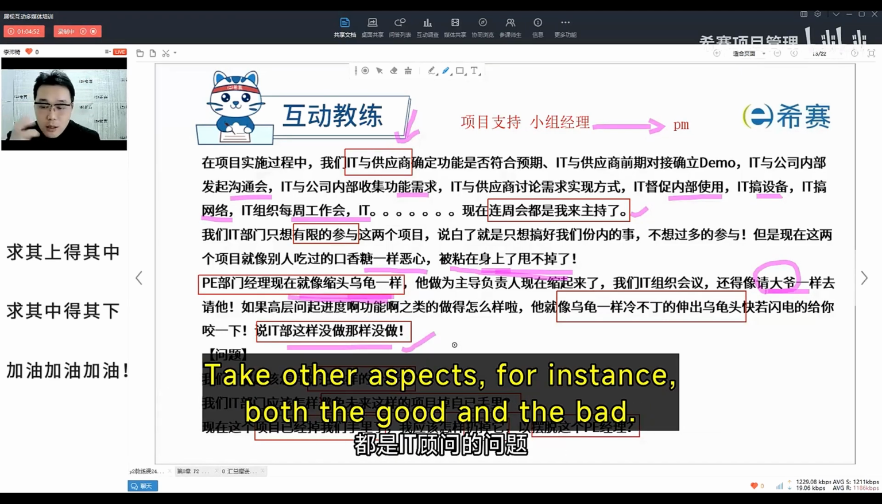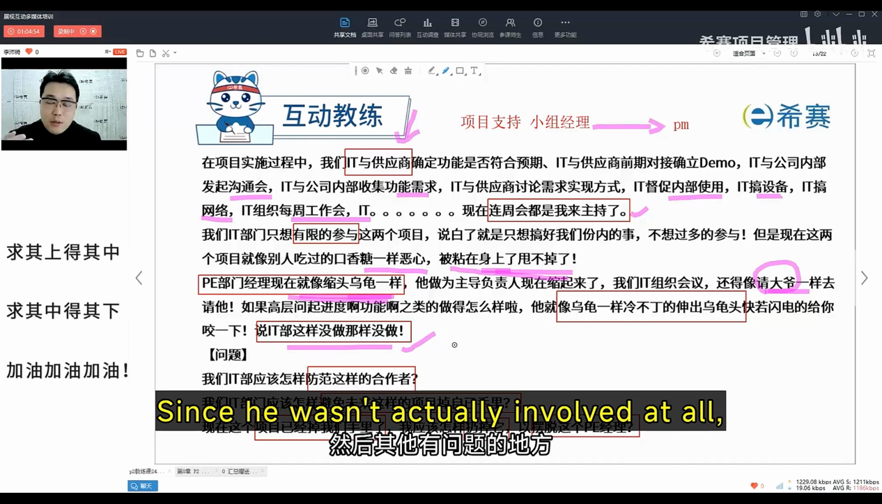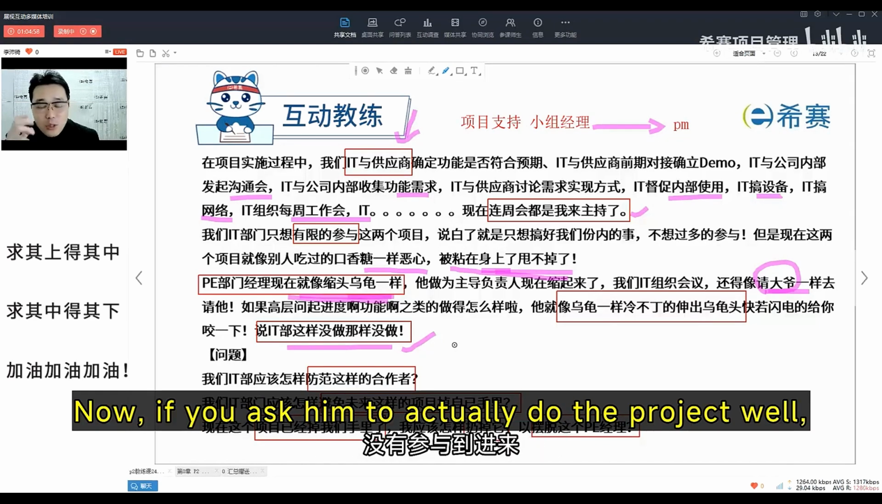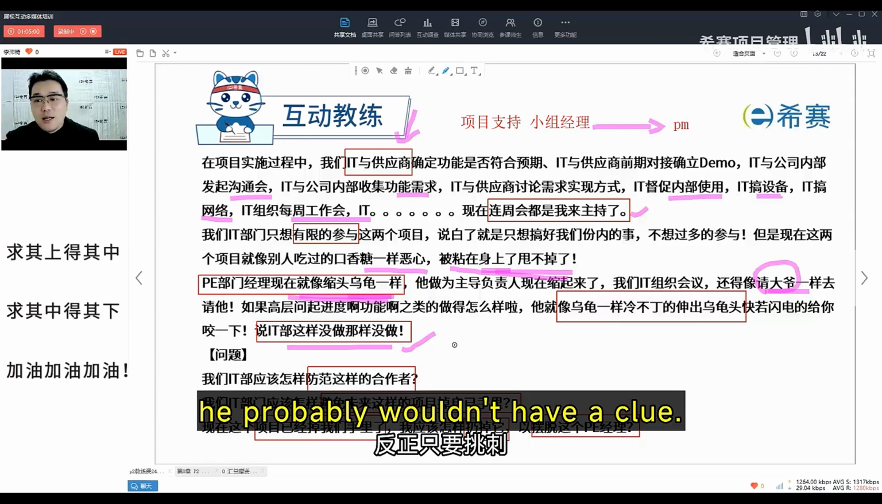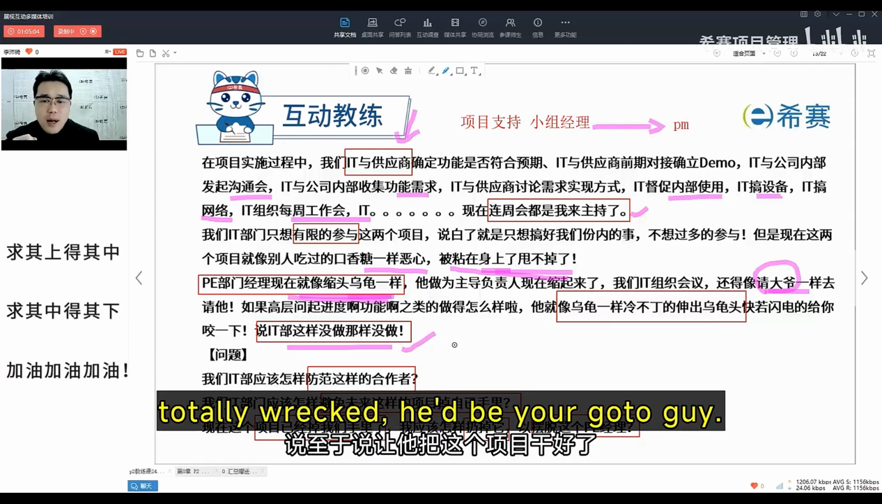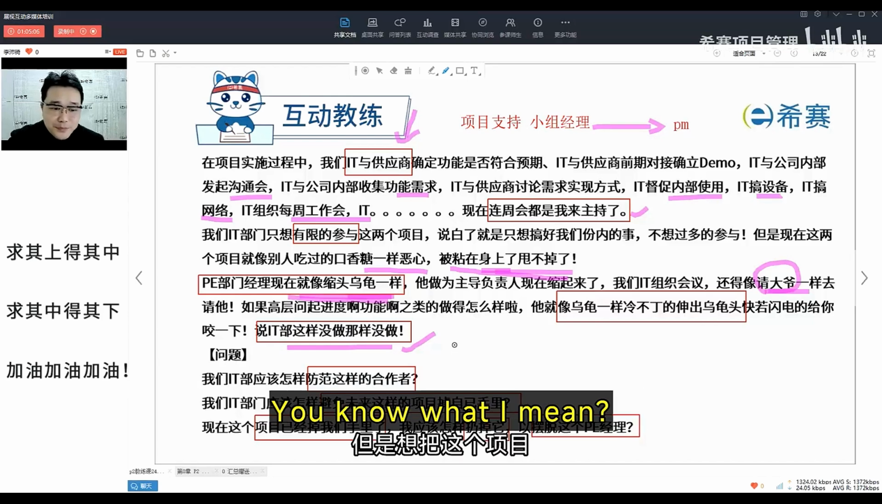Take other aspects, for instance, both the good and the bad. Since he wasn't actually involved at all, he had no real hands-on experience. But when it comes to nitpicking, he's spot on every single time. Now, if you ask him to actually do the project well, he probably wouldn't have a clue. But if you want to find fault with this project, he'd be your go-to guy. He'd do a stellar job at that. You know what I mean?